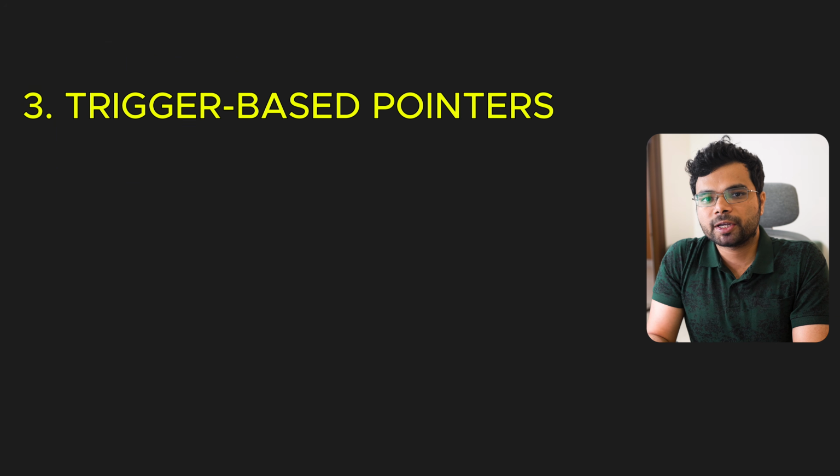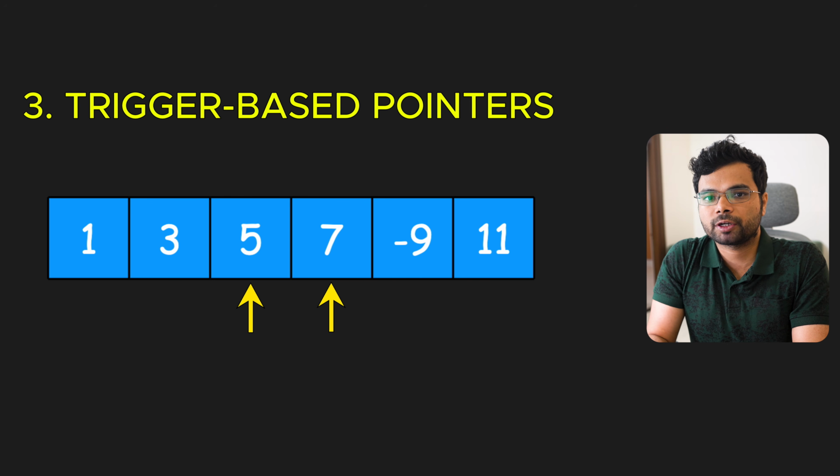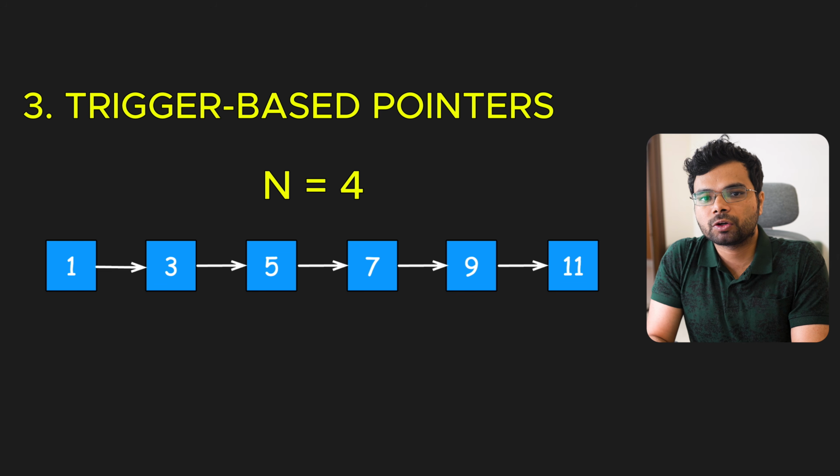And the last, trigger-based pointers. In this approach, we move the first pointer independently until it finds an element that meets a certain condition. After this, we start traversing with the second pointer to find additional information related to what the first pointer found. This technique is particularly useful when we need to process elements in stages. A good example of this approach is finding the nth node from the end of a linked list. We move the first pointer n steps forward. Once the first pointer reaches the nth node, initialize the second pointer at the head. Move both pointers one step at a time until the first pointer reaches the end. At this point, the second pointer will be at the nth node from the end.